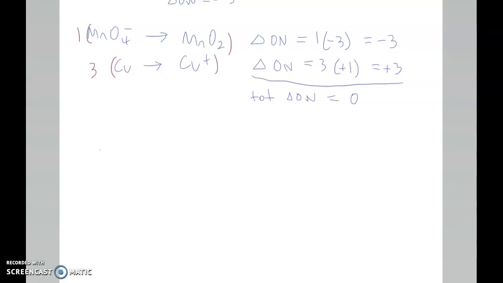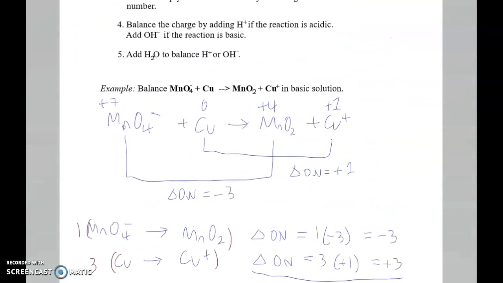So we have 3 copper times. Now, to balance the charges, you add OH, since we are told this reaction occurs in basic solution, so we must add OH if the reaction is basic.